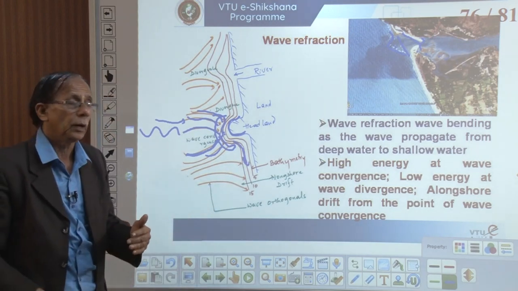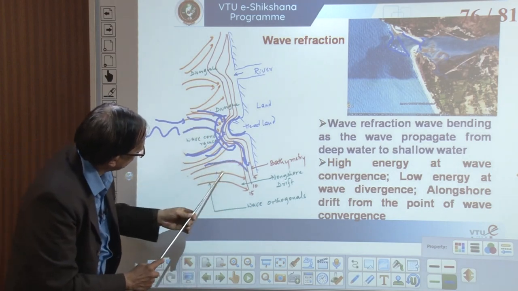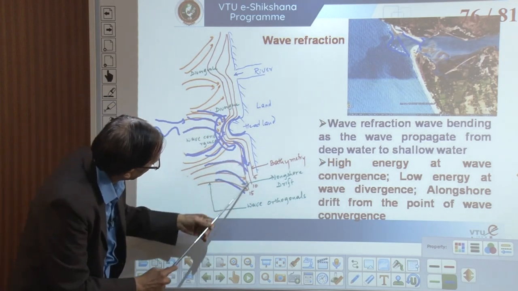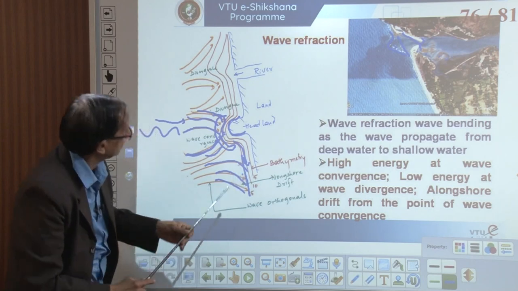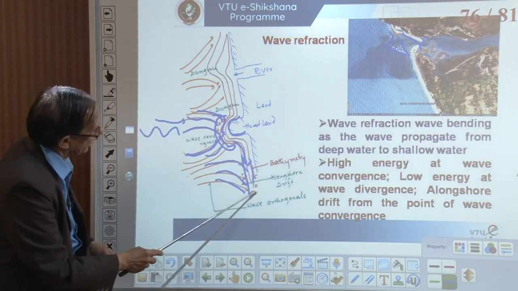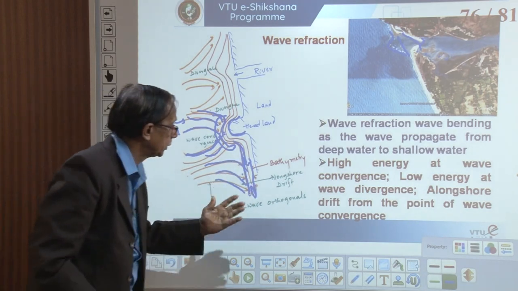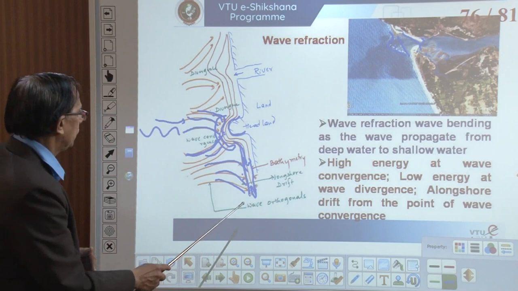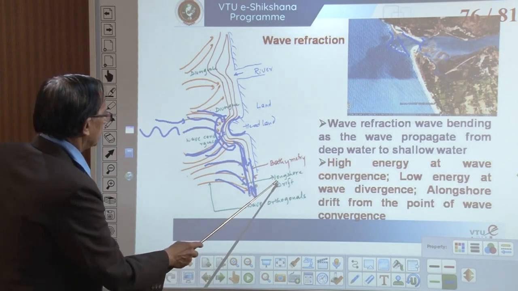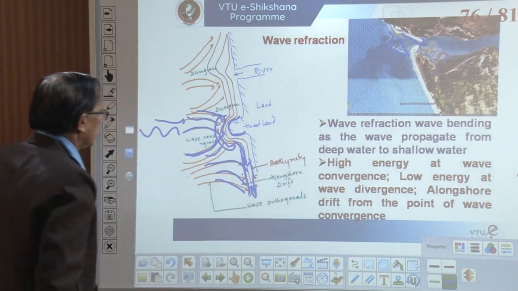That is called a longshore current. Waves bend, and at an angle to the shoreline, they bend, and therefore the current moves along the coast, carrying sediments. We call it longshore current. This is a longshore drift.